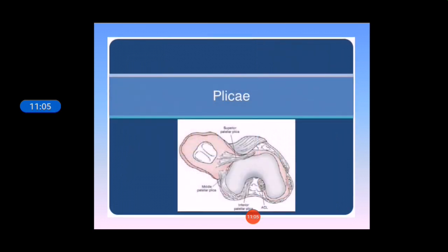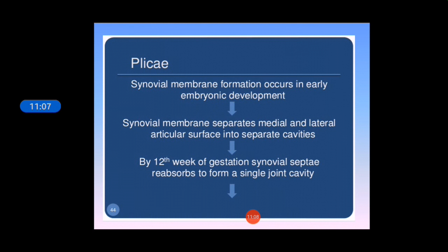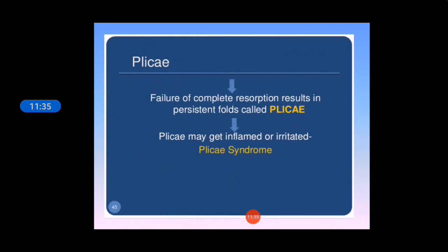Now the plica. Formation of the knee joint synovial membrane occurs in early embryonic development. Initially, the synovial membrane may separate the medial and lateral articulating surfaces into separate joint cavities. By the 12th week of gestation, the synovial septa are reabsorbed to some degree, which results in a single joint cavity, but with retention of the posterior invagination of the synovium that forms some separation of the condyles. The failure of the synovial membrane to become fully reabsorbed results in persistent folds in specific regions of the membrane. These are called plicae. Plicae may get inflamed or irritated, which is called plica syndrome.